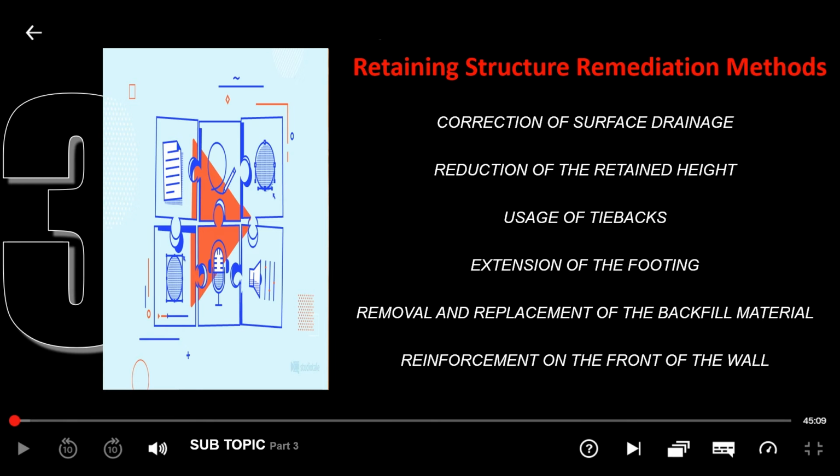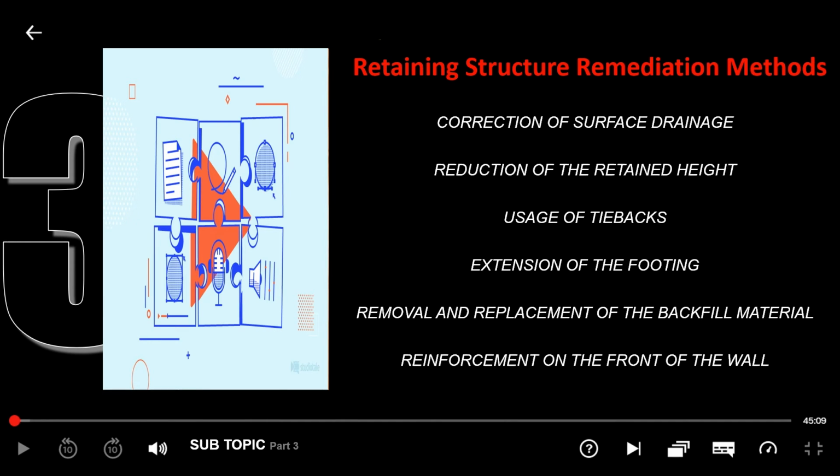Retaining structure remediation methods. The first one is correction of surface drainage. If it is uneconomical to replace the backfill or get to the base of the wall drainage system, then the solution can be regrading at the surface so water does not collect behind the wall. Additional drainage holes can also be cored through the wall.